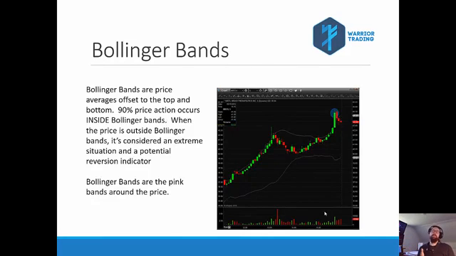Bollinger Bands. All right, so a Bollinger Band is 2 moving averages that are offset. And now during this offset, almost all of the price action, 90% of the price action, will occur inside the bands. So the price might bounce from the top band to the bottom band, but it's almost all going to occur inside the Bollinger Bands. That means if the price is ever outside of the Bollinger Bands, it's extreme.